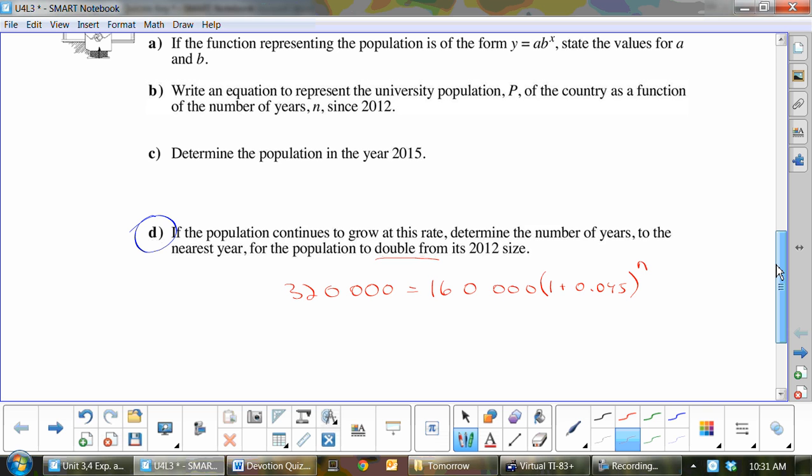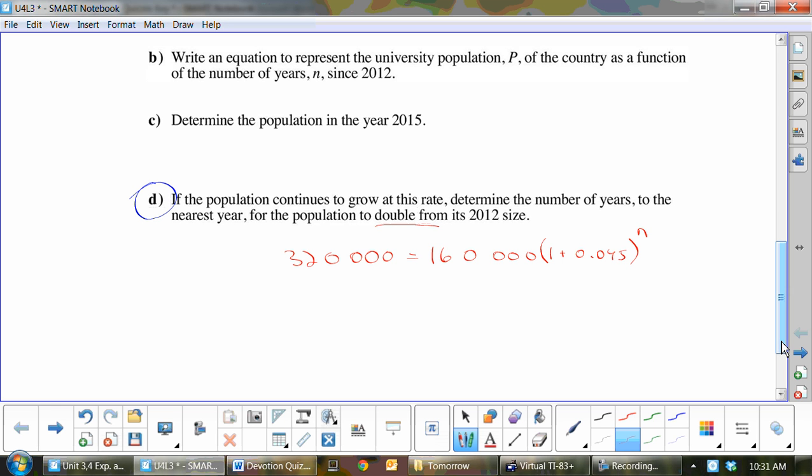Now, one thing when you double or whatever like that, you will find that when you do your very first division, if I divided both by 160,000, I would have the answer 2 equals 1.045 to the n. Now again, we don't have to guess and test. We can find out exactly what n is by log base 1.045 of 2 equals n.